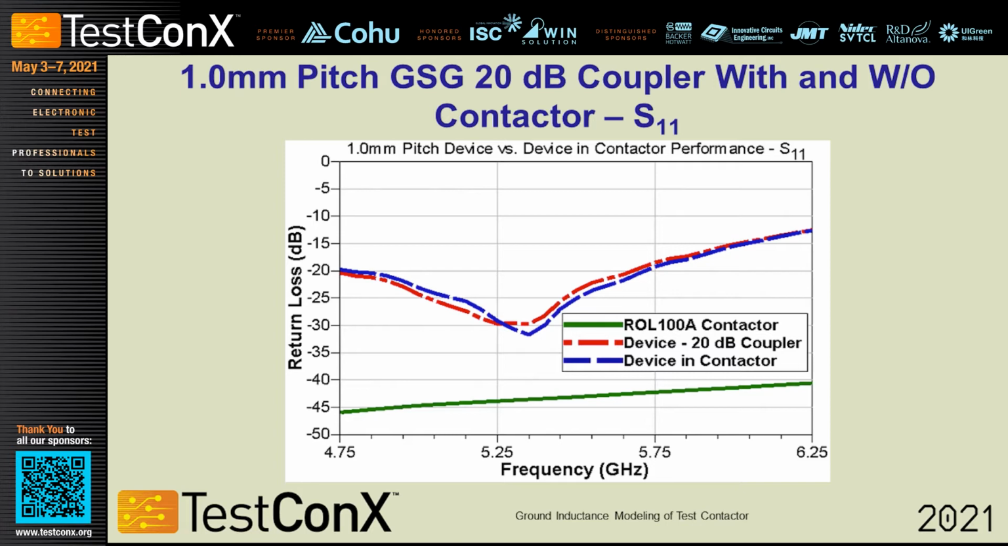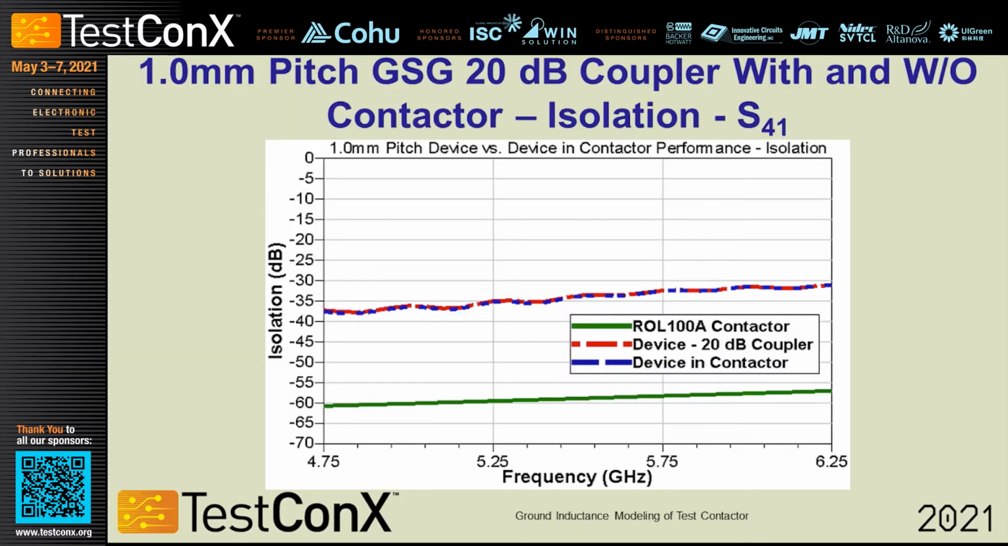Here's the same coupler in a ground signal ground mode, and it shows the isolation, which is not the through path, it's not the coupled path, but it's the isolation path. And you can see here, because the contactor itself has much better isolation, in fact, about 20 dB or more isolation, which is 100 times better, you can see that the device isolation and the device in the contactor is identical, and that's because you have so much margin.